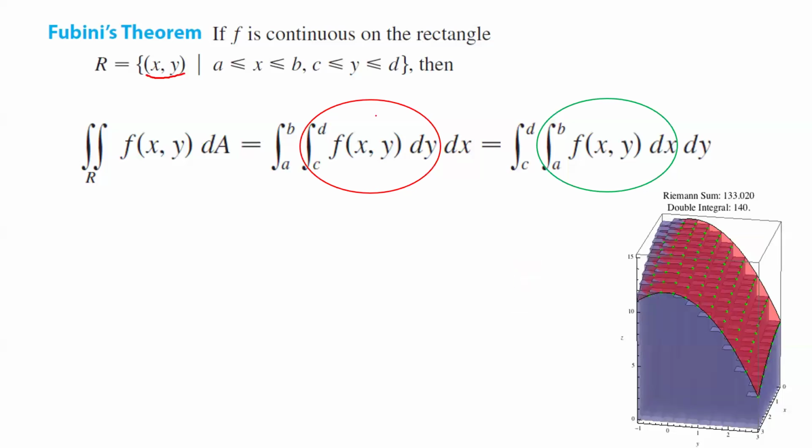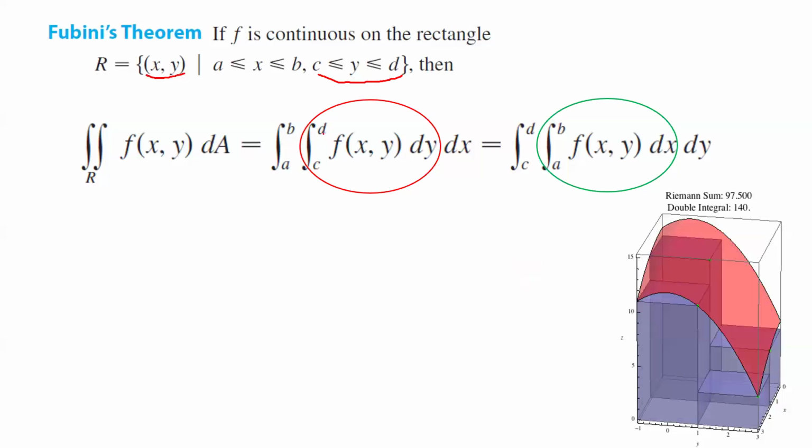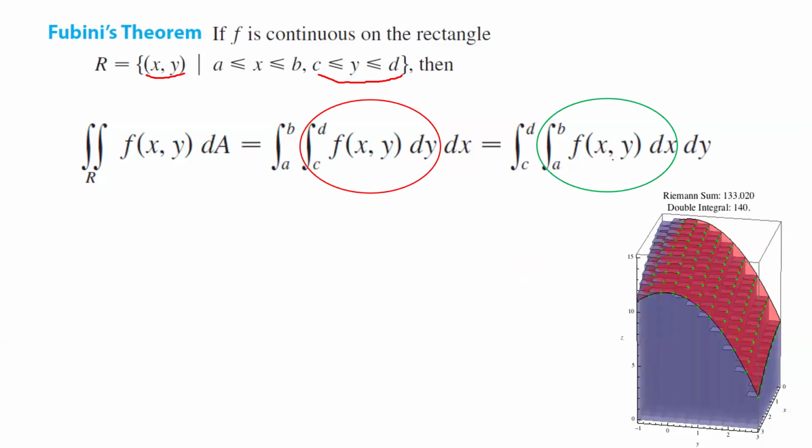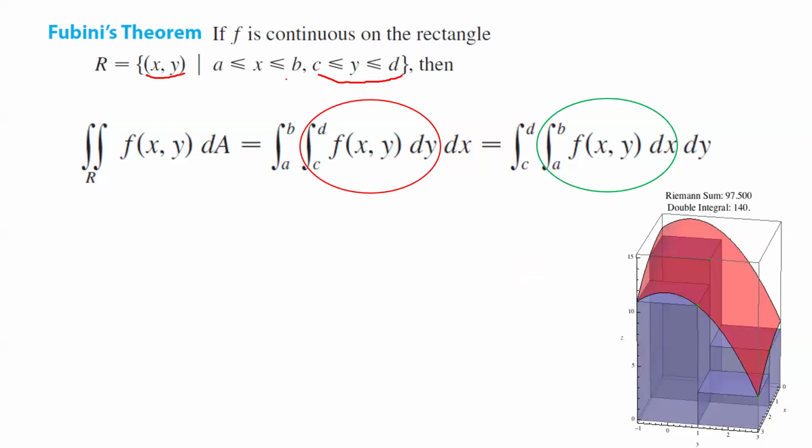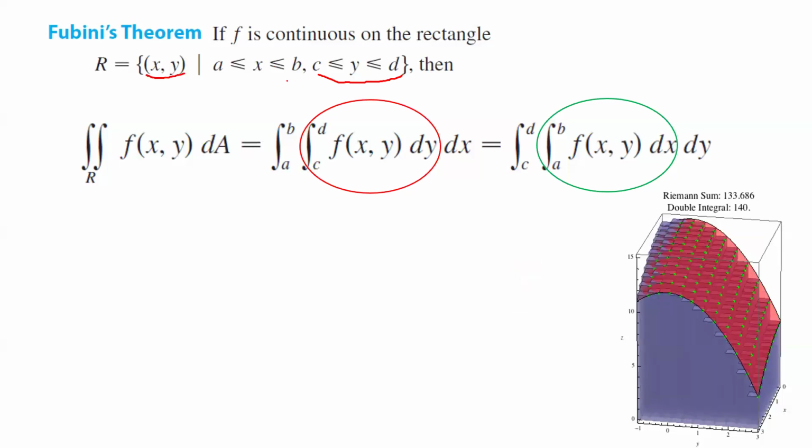In this case, the inner integral is with respect to y, and as you can see, y is bounded between c and d. So that's how you have c and d. But if you're taking the inner integral with respect to x, the boundary for x is between a and b, as you can see just right here. So be careful about these two important bounds for x and y when you're switching between x and y.